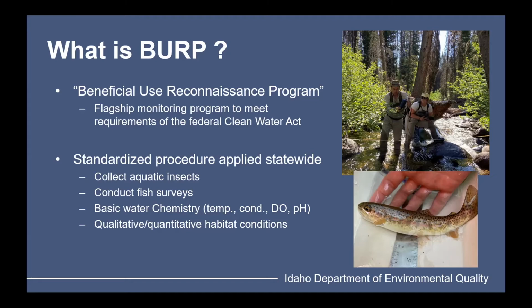So what we're doing is we're going out and we're applying this standardized procedure statewide. We bring on temporary technicians every summer, and they go out in groups of 3. And what they're doing is they're collecting aquatic insects, conducting fish surveys, collecting some basic water chemistry components, temperature, conductivity, dissolved oxygen, and pH. And then they're also taking some qualitative and quantitative habitat assessments. So those are going to include things like pool variability, bank stability, and overall looking for indicators of good fish habitat.